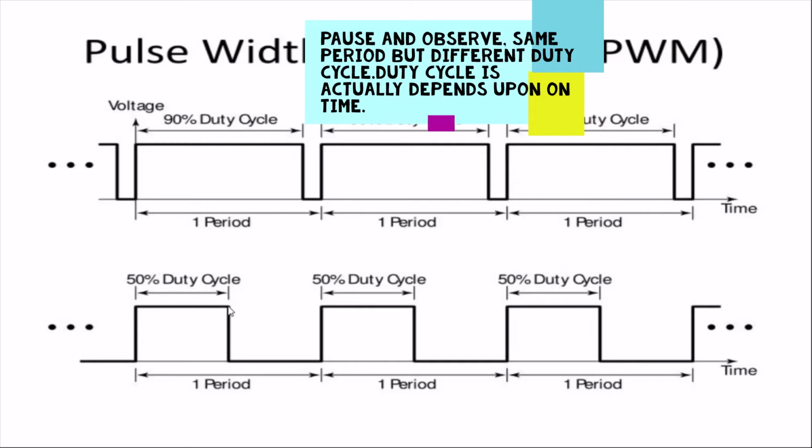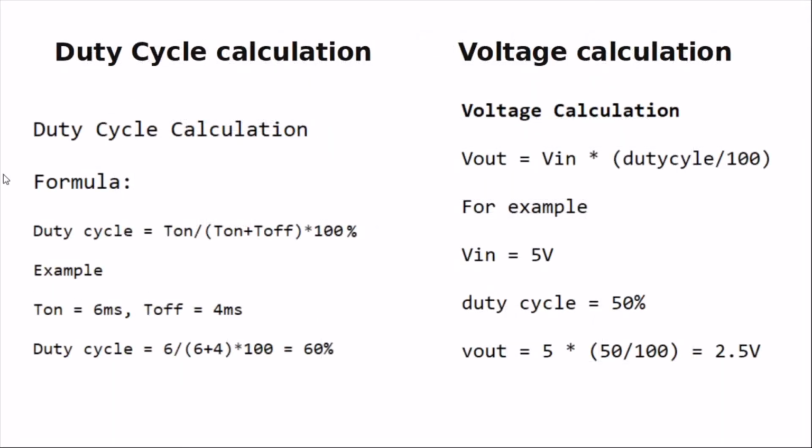Next, we are going to see the calculation of duty cycle and the voltage. Here you can see the duty cycle calculation and this is the formula: on time divided by the summation of on plus off time, into 100. Just for an example, I have taken these values: 6 milliseconds of on time and 4 milliseconds of off time. And the duty cycle value is here. It's actually 60%, right? The main fact you have to understand is that the duty cycle we always calculate in percentage.